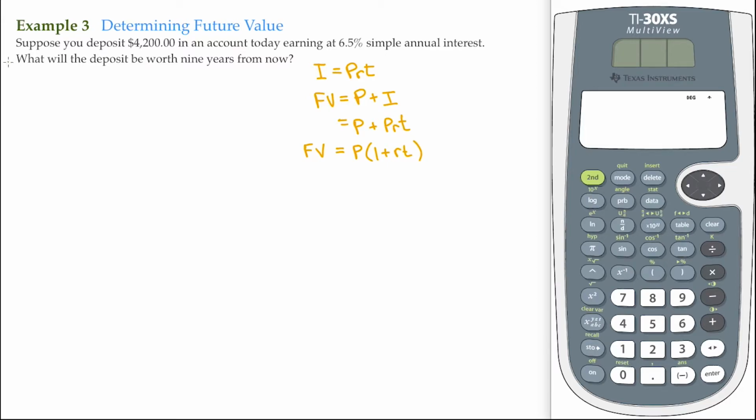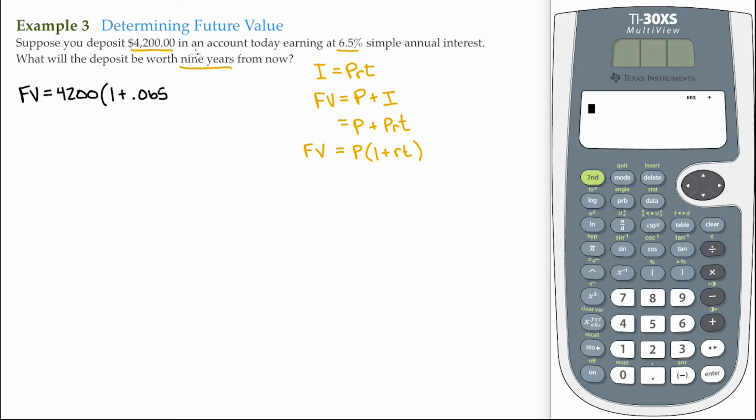But for right now, suppose you deposit $4,200, that's your principal, that's your initial amount, in an account earning 6.5% interest. What will the deposit be worth in 9 years, in the future? So our future value is going to be equal to our principal. That's our $4,200 right here. Then we're going to go 1 plus the rate. That's 6.5%. That's 0.065.